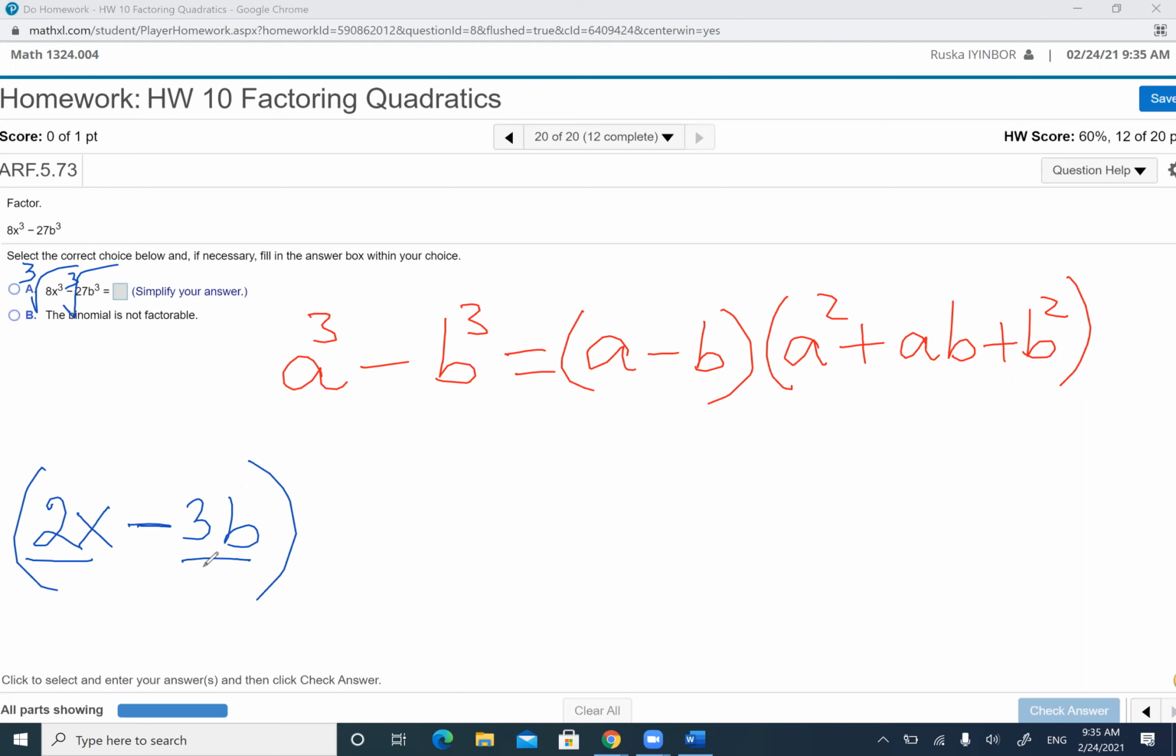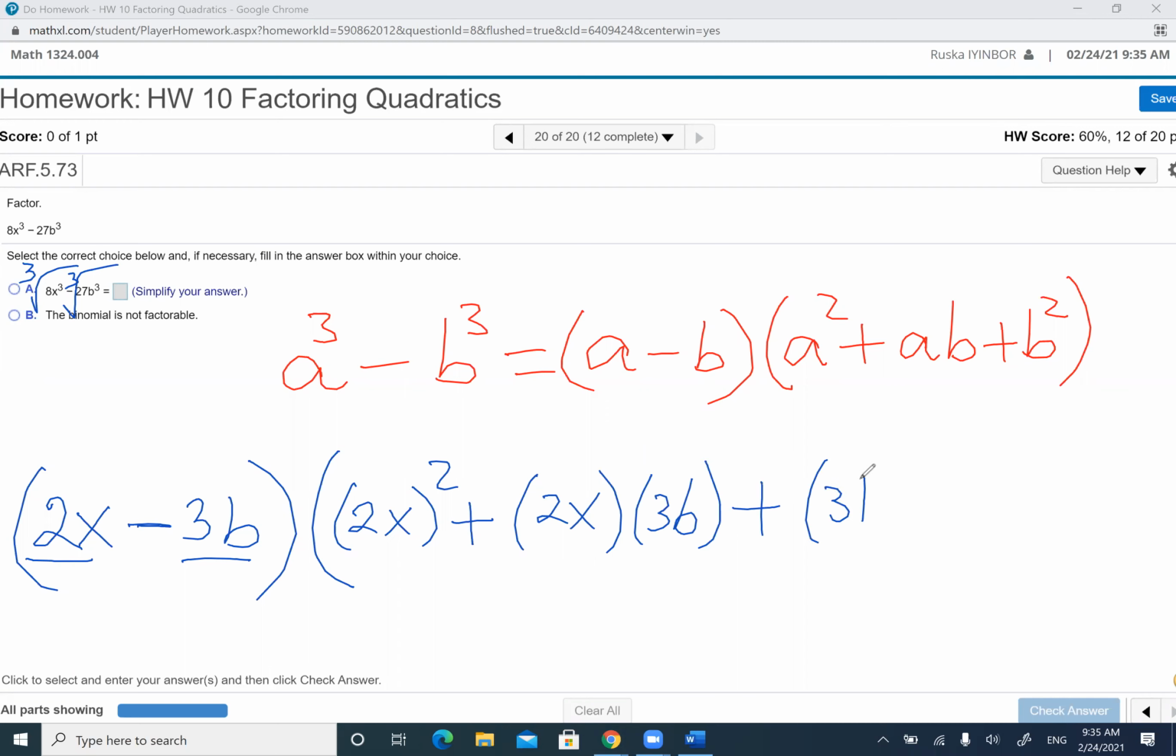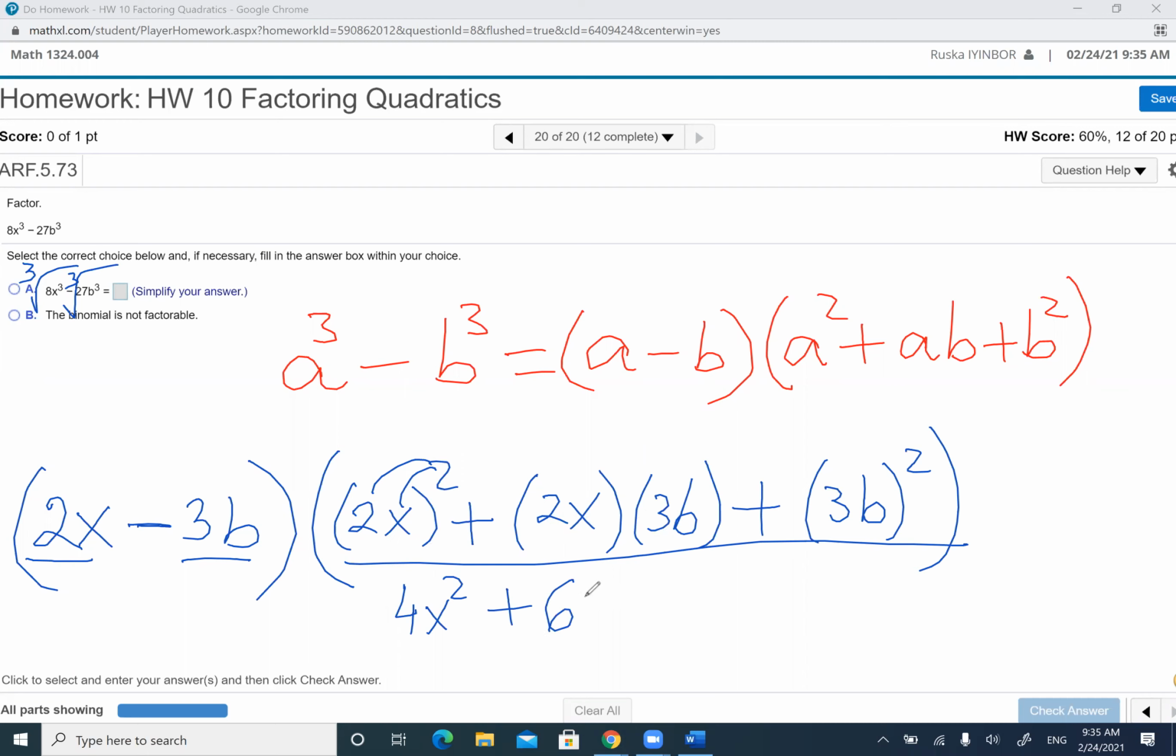And then I'm gonna write that in front, and then I'm gonna have 2x, the first one squared, plus 2x times 3b plus 3b squared. And then we have to simplify this inside. So 2x squared is 4x squared, right? You square both. And then here you multiply 2 times 3, which is 6xb, plus you're going to square both of those again, 9b squared. So this is what you have simplified, and in front you're going to have 2x minus 3b.